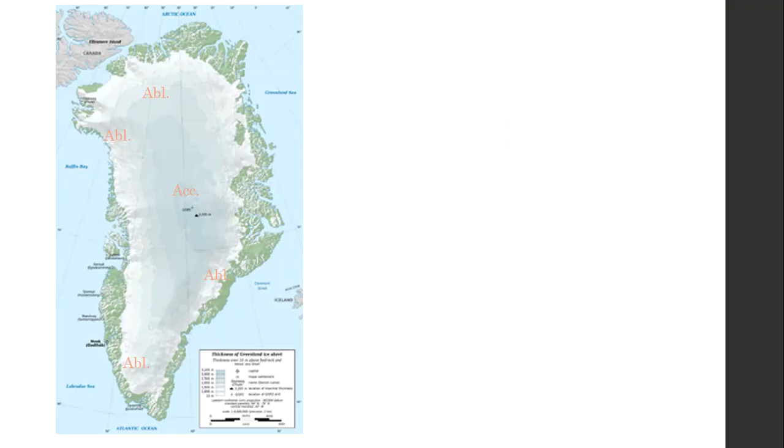And so here is a drawing of Greenland, and you can see here is our zone of accumulation in the center of the ice sheet, and here are our zones of ablation where the ice is melting off. And so this ice sheet will advance and then retreat and then advance and then retreat, depending on the seasons.